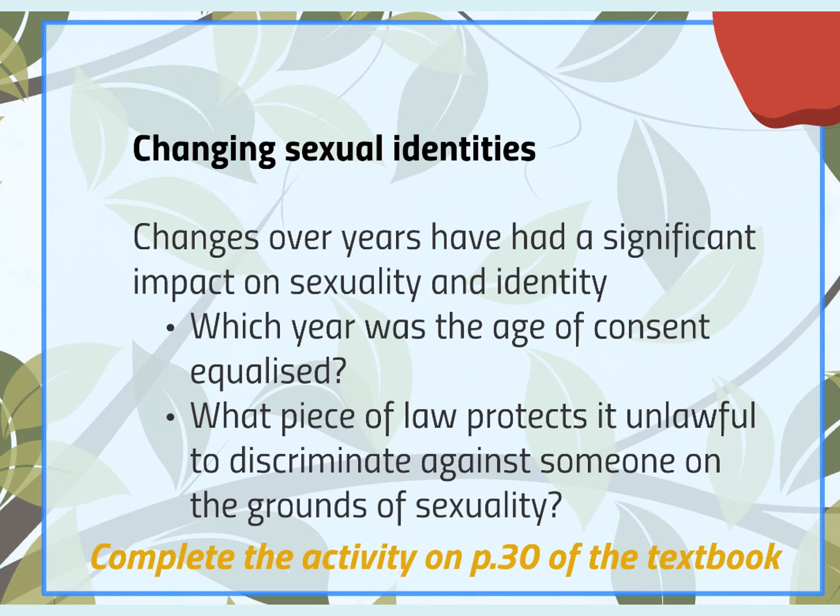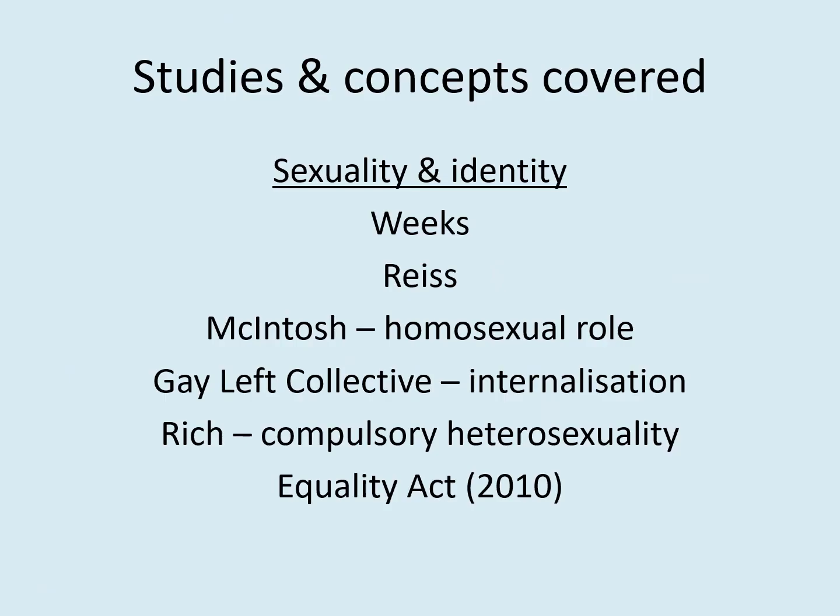Attitudes towards sexuality and identities have changed dramatically over time. Homosexuality is no longer seen as a condition, and the age of consent is now equalised to 16, though this only happened in 2000. It is also now illegal to discriminate against people due to their sexuality. This is outlined in the Equality Act of 2010. The studies and concepts covered in this lesson, the sexuality and identity lesson, are Weeks, Rees, McIntosh and the homosexual role, the Gay Left Collective and the idea of internalisation, Rich and compulsory heterosexuality, and the Equality Act of 2010.